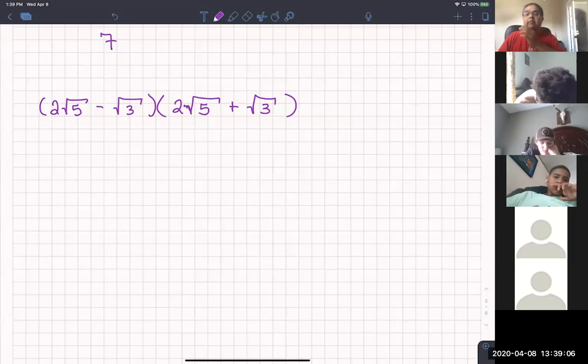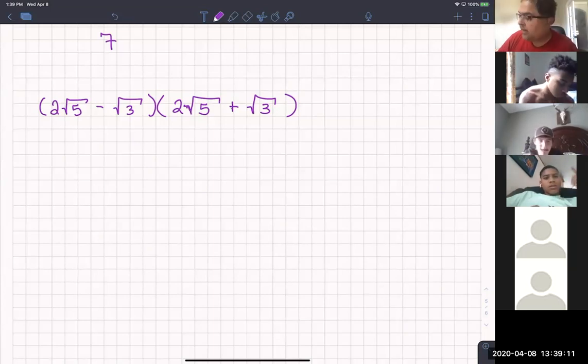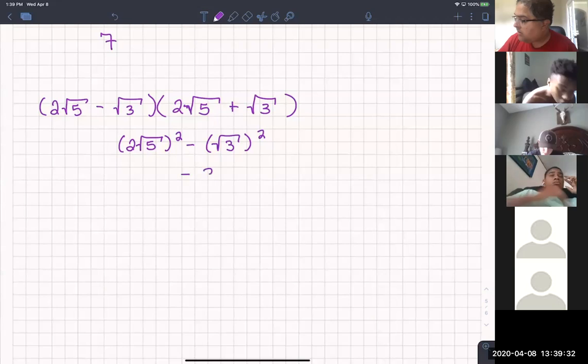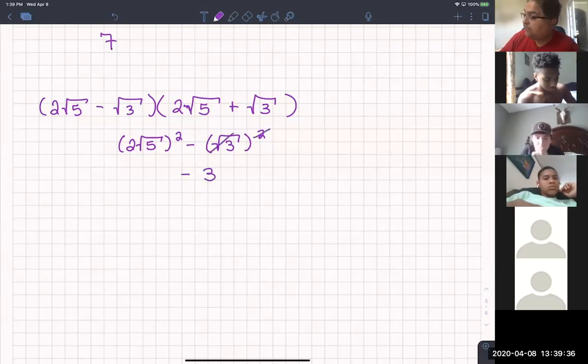Okay, so what do we get when we multiply these? Let's walk through it. 2 root 5 squared is the first term squared, minus root 3 to the second. Let's do the second term first because it's easy. So what is root 3 squared? Negative 3, my bad. Okay, now let's go back to this one.